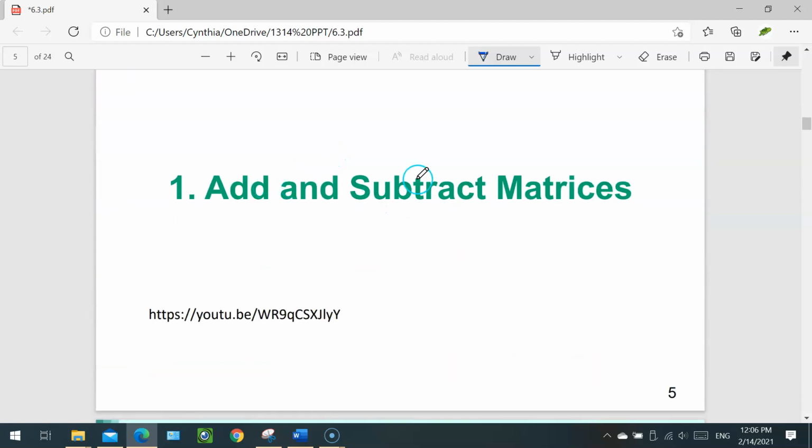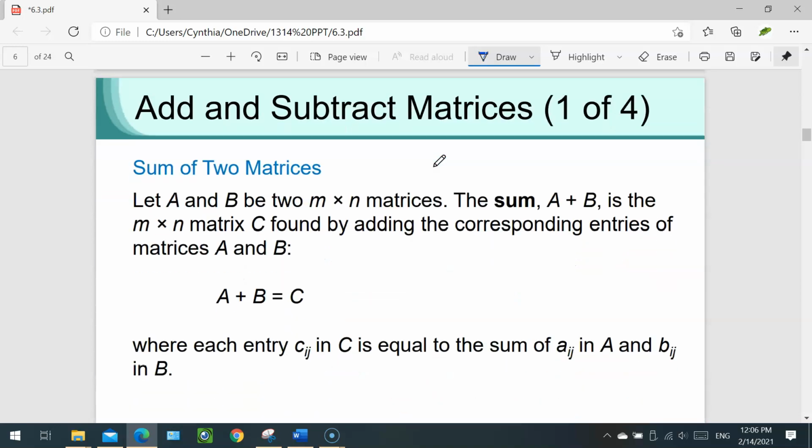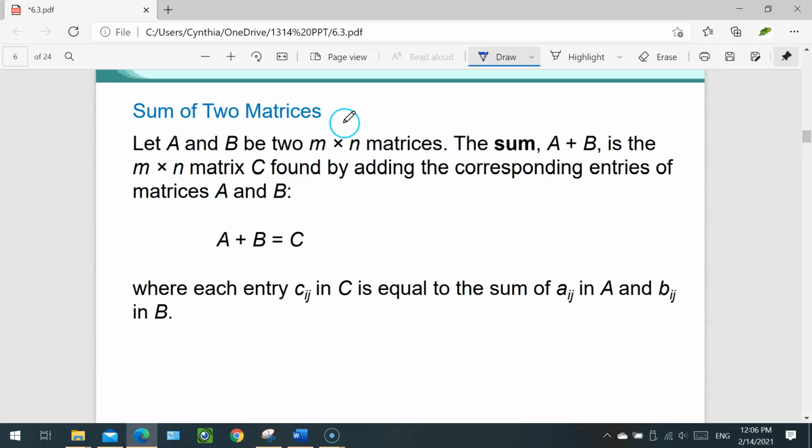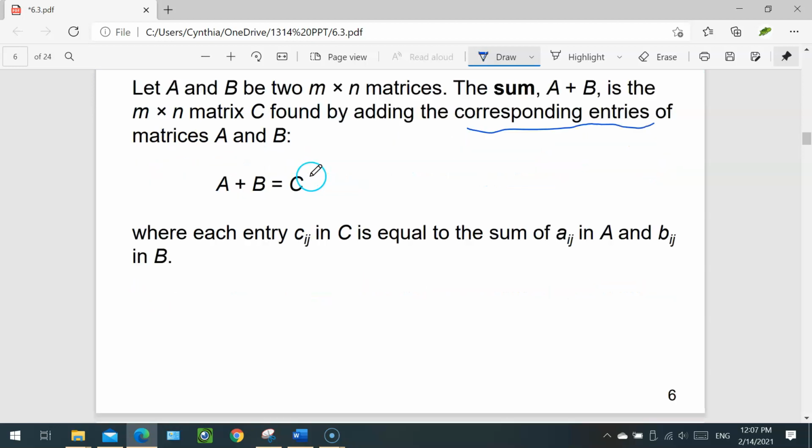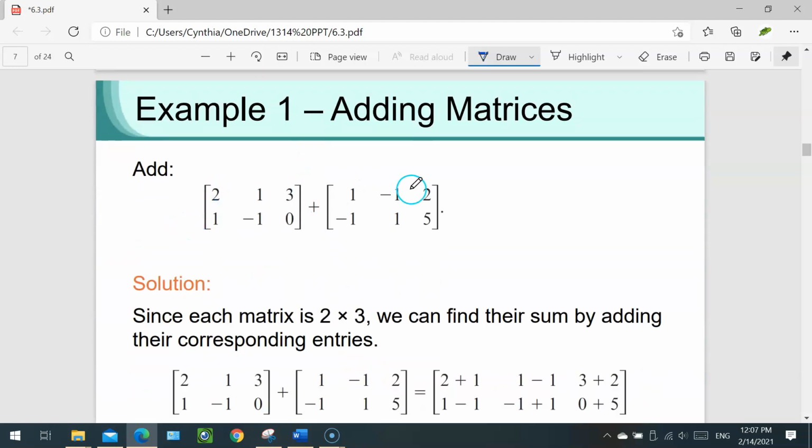How do we add and subtract matrices? For the sum of two matrices, we use the corresponding entries of matrices A and B and sum them together. Let's take a look at an example. I have two matrices that I want to combine. Now we need to define the dimension of the matrices. When you add or subtract two matrices, they need to have the same size. Otherwise, they cannot be added or subtracted.